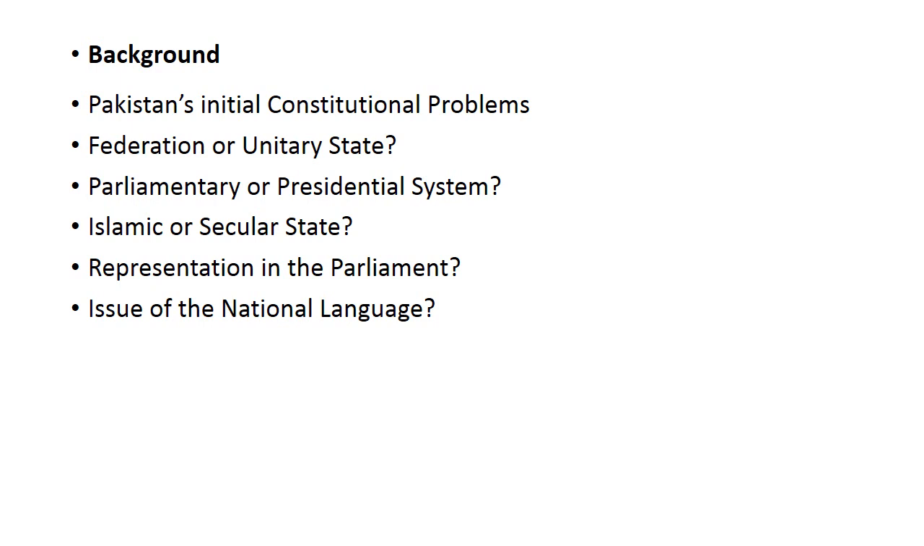A federation and unitary state we have already discussed in detail. What is federation? Federation is known by certain features, and the most important feature is the distribution of power, the division of power between center and units or provinces. Unitary state, on the other hand, is where there is no such division and there is single executive authority in the whole country. And unitary state is actually, you can say, a strong centralized government. So there was a dispute.